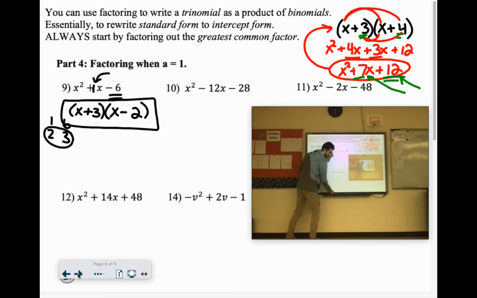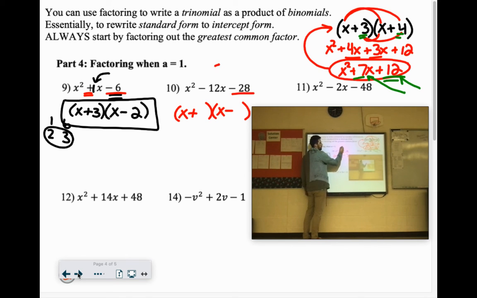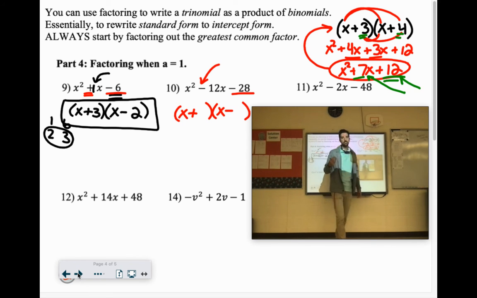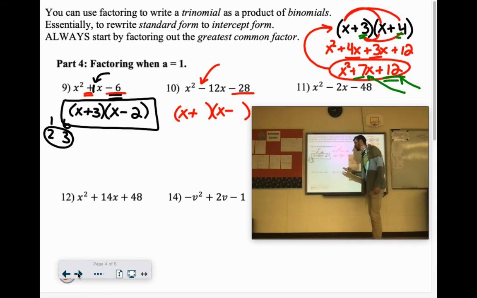So the way I always have to try to remember it is, first of all, I look at the last number, it's minus, I know it's one of each. And then the bigger number always goes with the first symbol. So in this case, the bigger number would go with the plus. If you look at number 10, it ends in minus. So I know it has to be 1 plus, 1 minus. But my first symbol is negative. So I know my big number is going to have to go with the minus. That's the only way they can add up to negative 12.